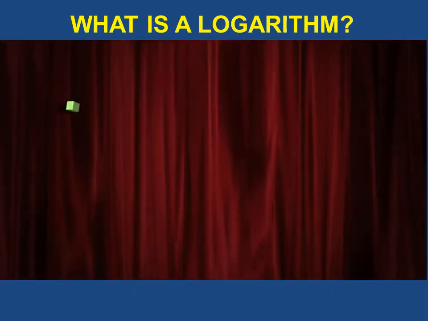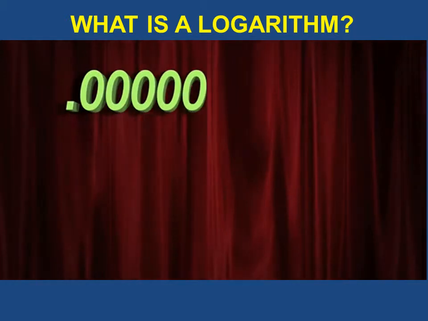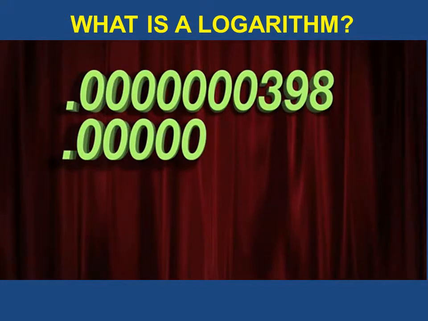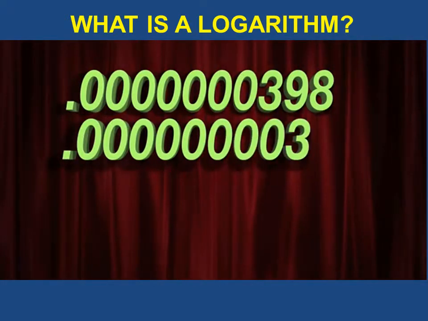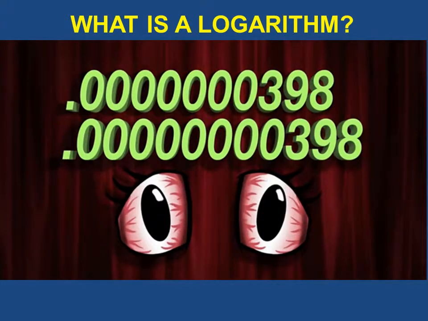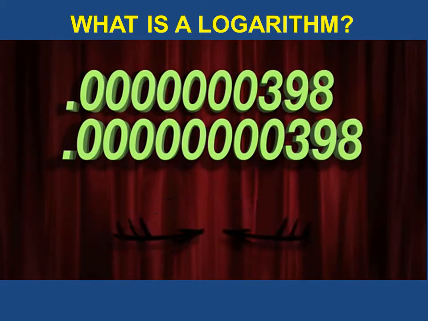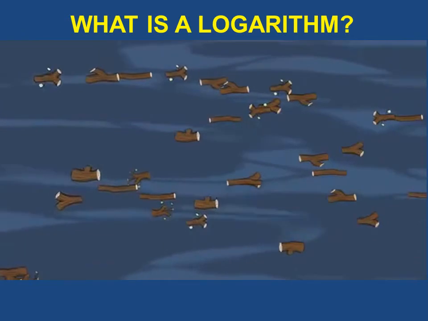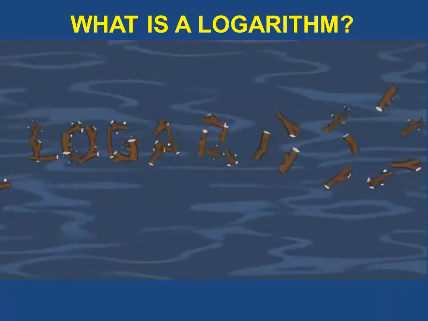How does the difference between 0.00000000398 and 0.000000000398 cause one to have red eyes after swimming? To answer this, we first need a way of dealing with rather small numbers, or in some cases, extremely large numbers. This leads us to the concept of logarithms.